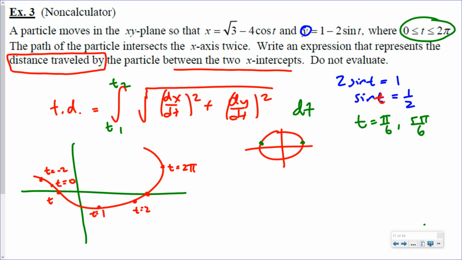5 pi over 6. I think we need a unit circle quiz. Okay. Maybe it'll boost your formula quiz grade. Okay. Except for the tangent part.